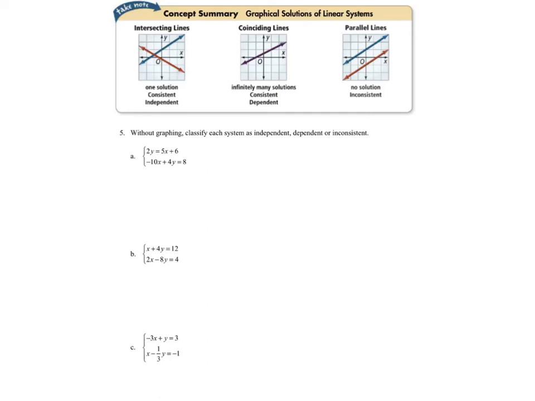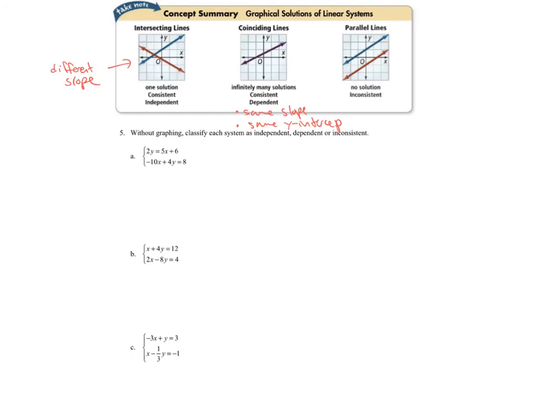If you find that you have two lines with different slope, it's going to be two intersecting lines. And it will be a consistent system of equations, and we would also call it independent because there's exactly one solution. If you put your two equations in an equivalent form and you find that they're the exact same line, that's going to be coinciding lines, infinitely many solutions. So in this case, you're going to find that the lines have the same slope and also the same y-intercept.